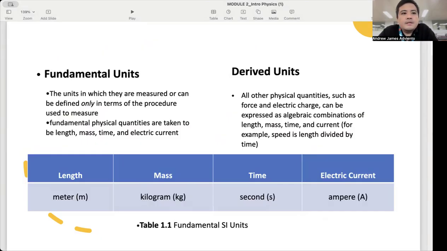Fundamental units are basic measurements like length, mass, time, and electric current. All other measurements are derived from these basic units. The derived units are formed by combining fundamental units. For example, speed is measured in meters per second, which comes from length divided by time.